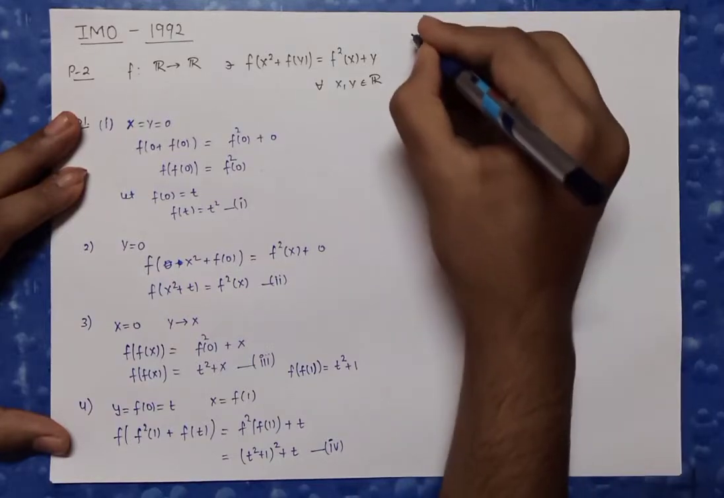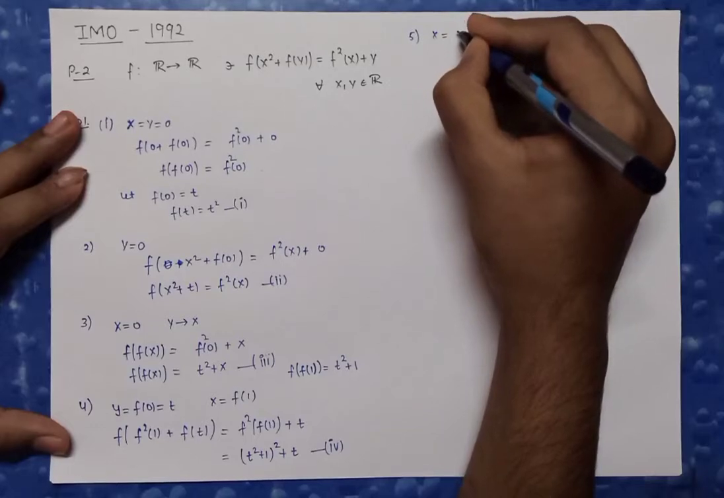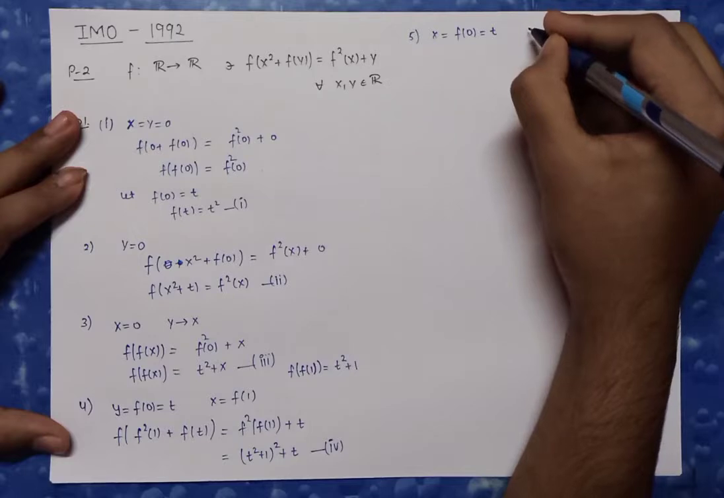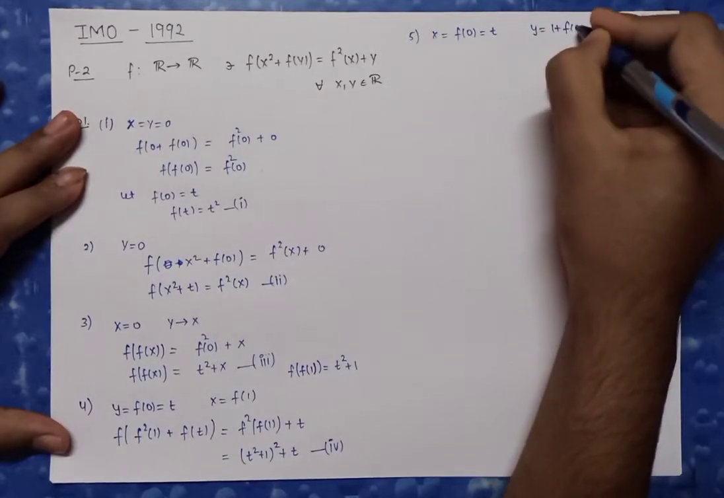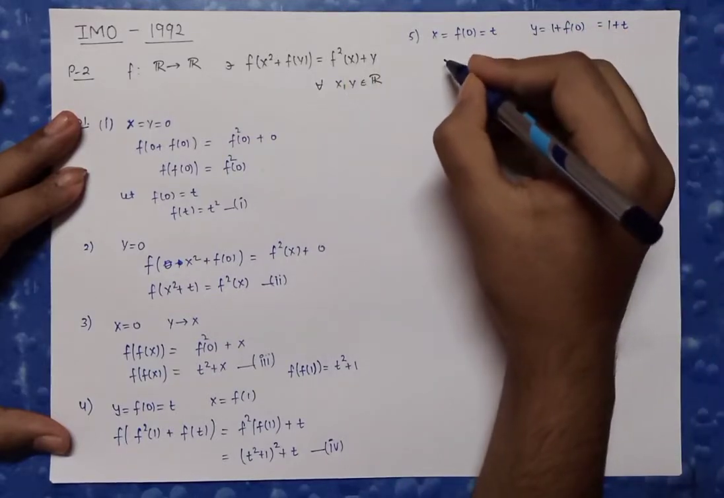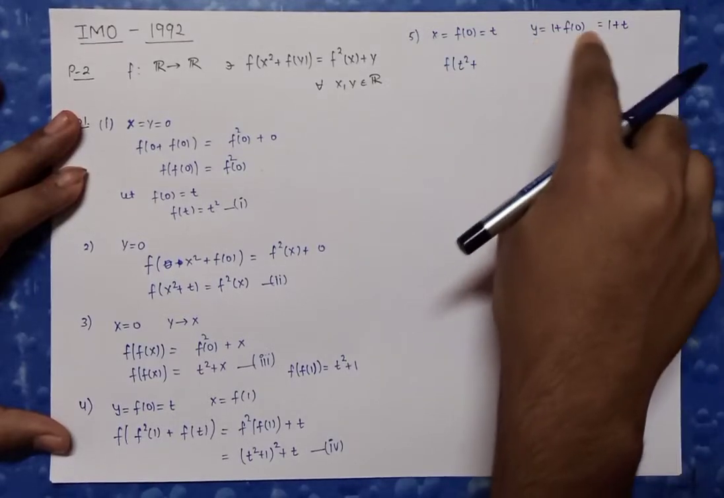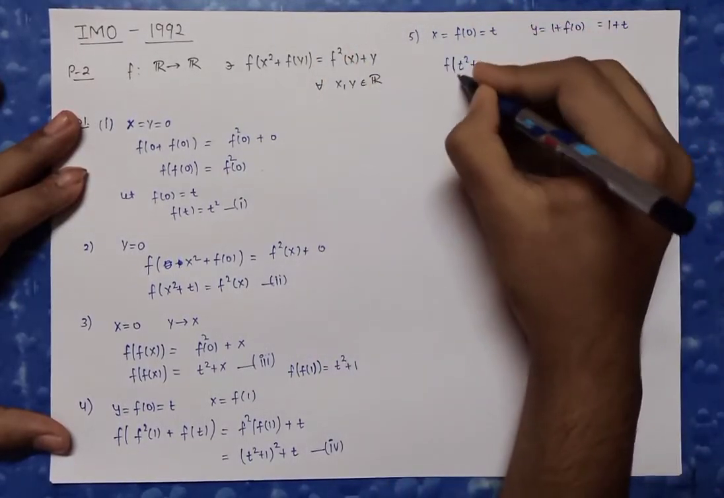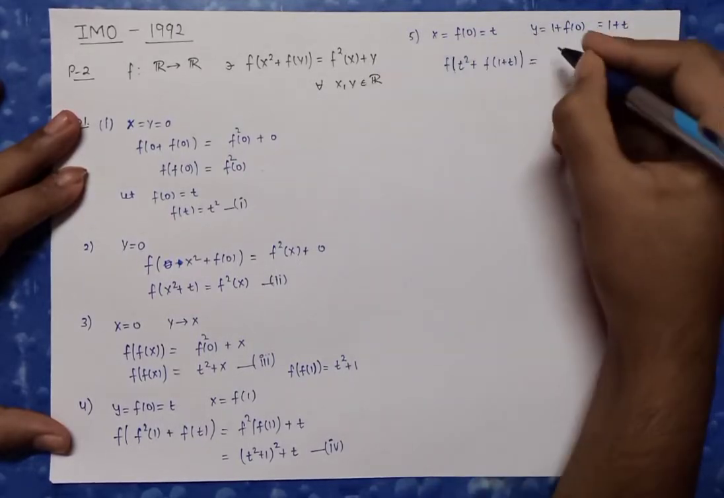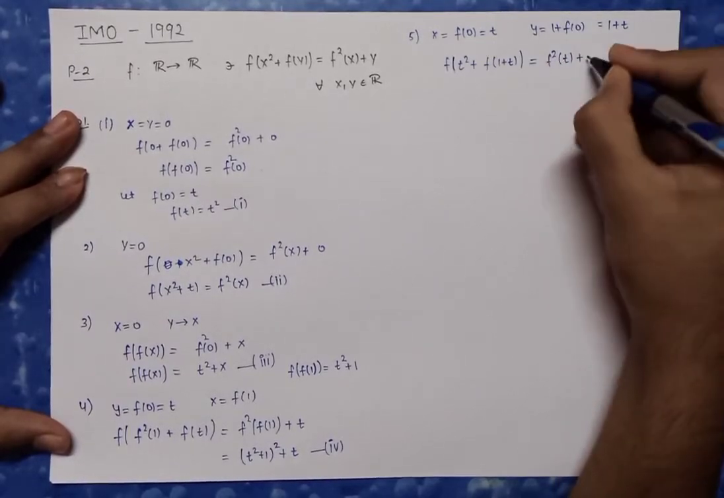Now let's take step number 5. In step number 5, I am going to substitute x equals to f of 0, which is also t, and y equals to 1 plus f of 0, which we can also write as 1 plus t, in the mother equation. Now we will get f of t square plus f of 1 plus t equals f square of t plus 1 plus t.